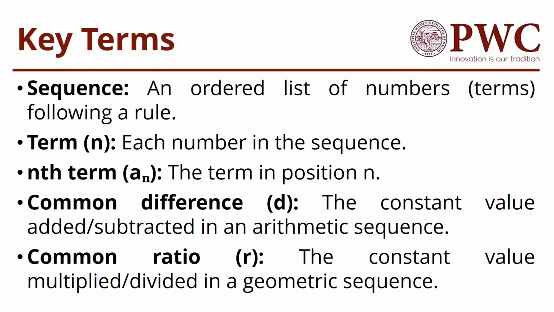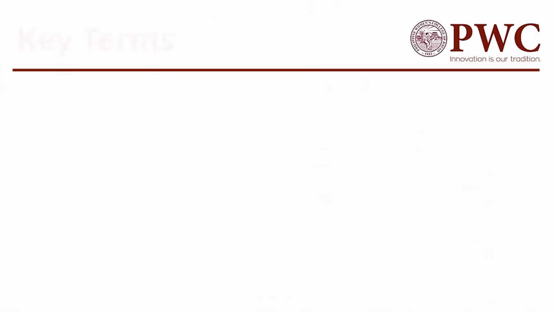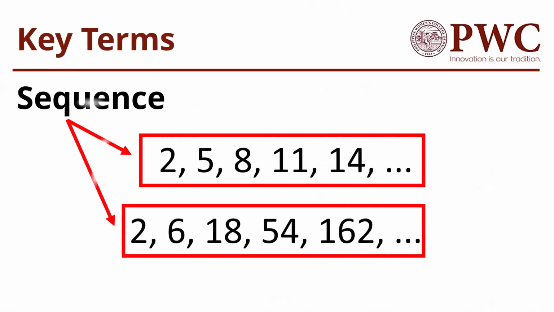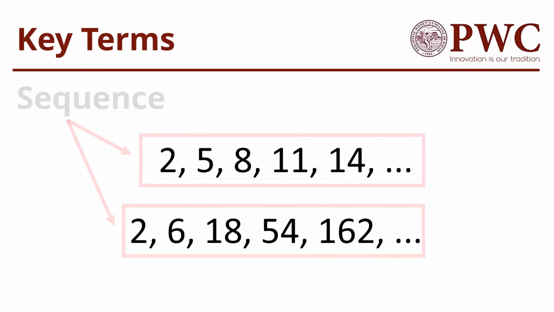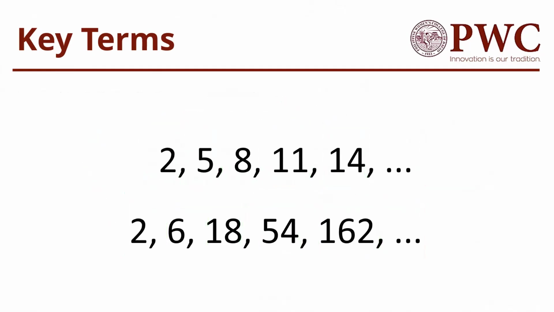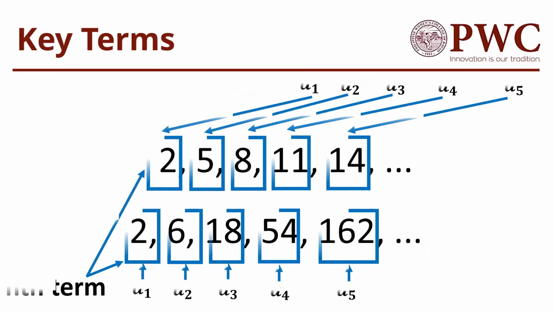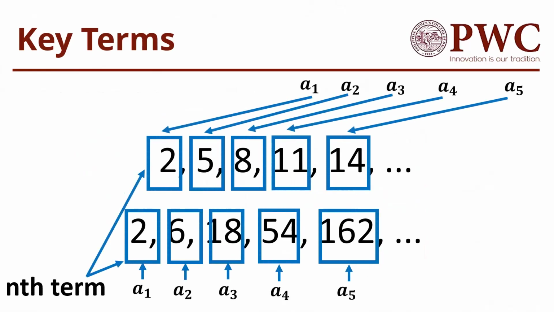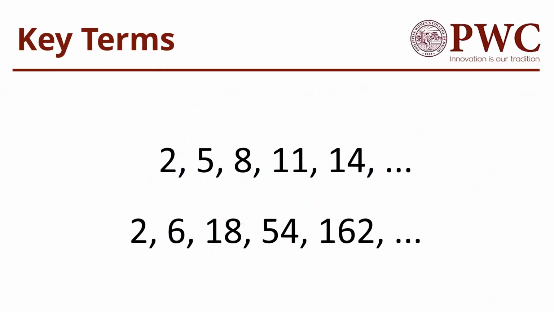Now, the next key term would be the nth term or a sub n. It is the term in position n. So here, let's go with the two sequences, the arithmetic and geometric sequence examples. So the terms are this one, and the nth term are this one. So that is the position of the term. So for example, a sub 1 is the first term, a sub 2 is the second term, and so on. Now we are familiar with the key terms.